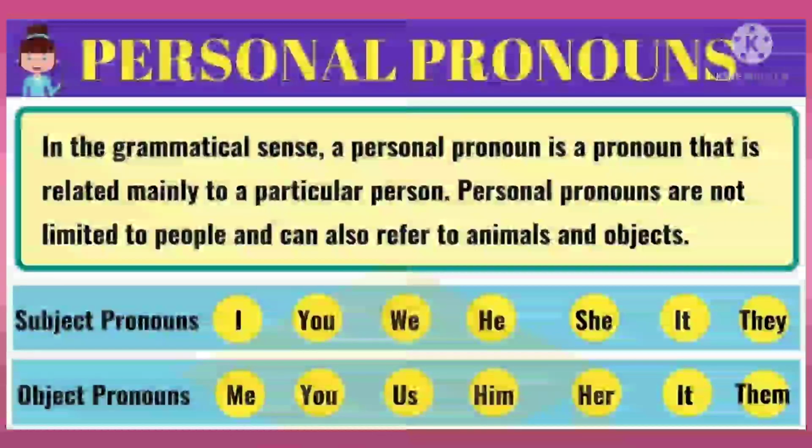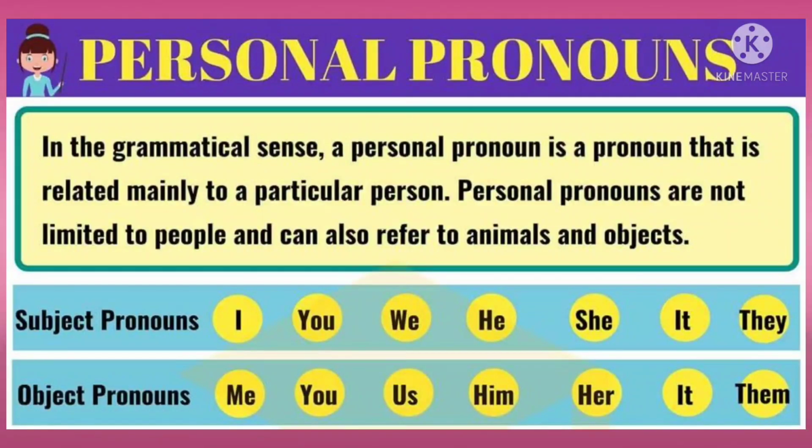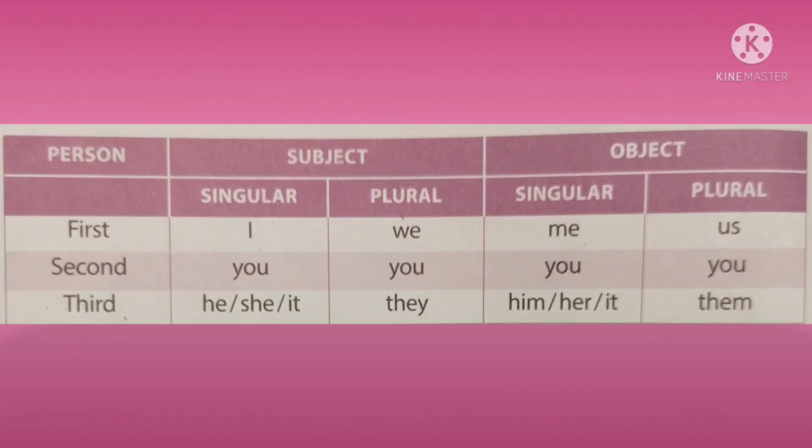Now let us study the first kind, that is personal pronouns. In the grammatical sense, a personal pronoun is a pronoun that is related mainly to a particular person. Now, see, it is not limited to people only. It can also refer to animals and objects. Personal pronouns can be divided into two parts, subject and object, and also into first person, second person, third person, singular and plural.